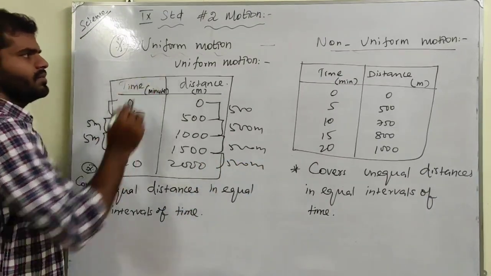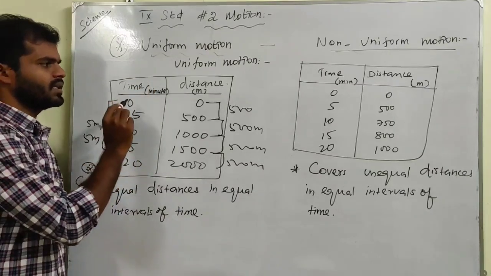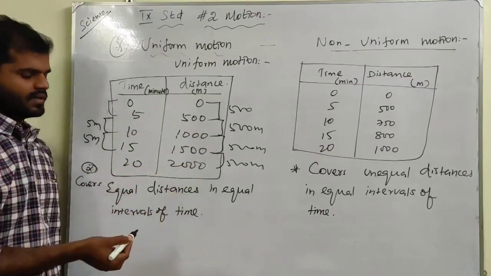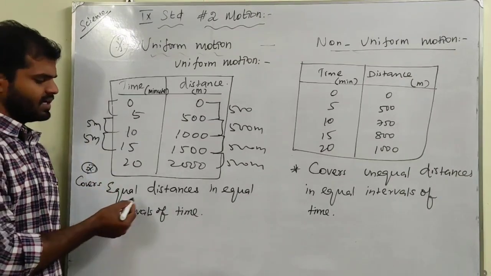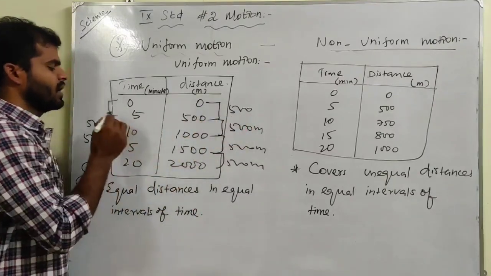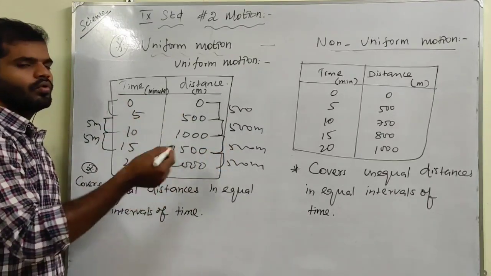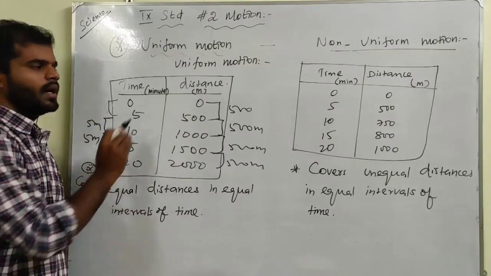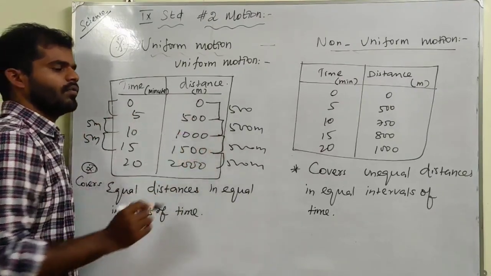So this is called uniform motion. Why is this called uniform motion? That is because anything that covers equal distances in equal intervals of time, like any car. 500 meters has to be covered within 5 minutes, so another 500 meters should be covered within another 5 minutes. So it will go on, right? The time and the distance will not change. So the time interval and the distance covered should be the same.